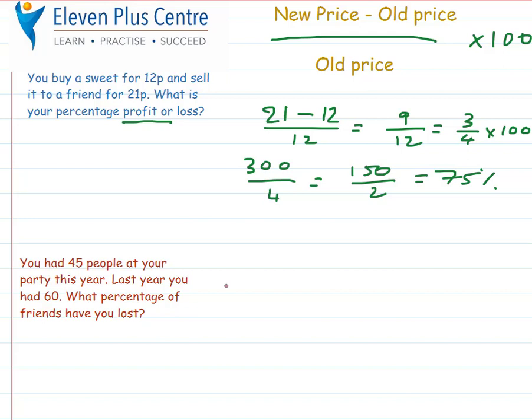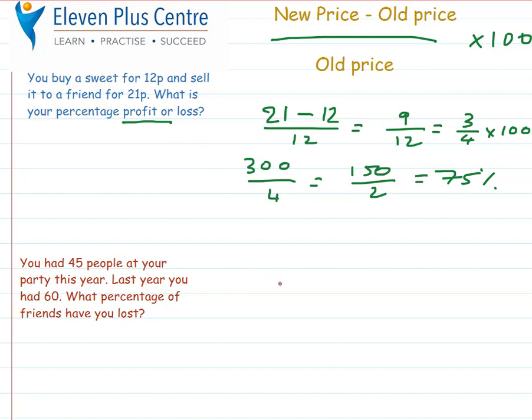This is nothing to do with money, because so far the examples we've looked at have all had to do with percentage profit and loss. But I wanted to show you that this formula can be used when money isn't involved. You just have to ignore the bit where it says price. So here we've got you again. You had 45 people at your party this year. Last year you had 60, so you were more popular last year. What percentage of friends have you lost? Obviously you've been charging them for money, so they're not your friend this year.